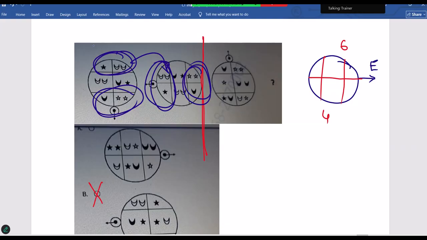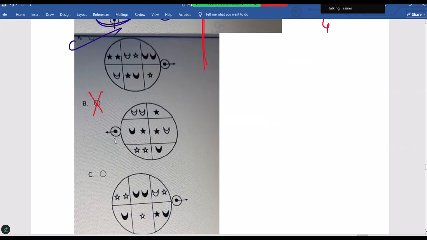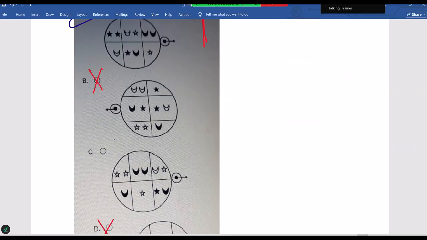Okay, see the analysis. Here top 2 should be on the right side. So here a star is required, here a star is required, and a half moon is required here. That's available in option A, it seems. Wait, reverse. C is correct, C is correct.